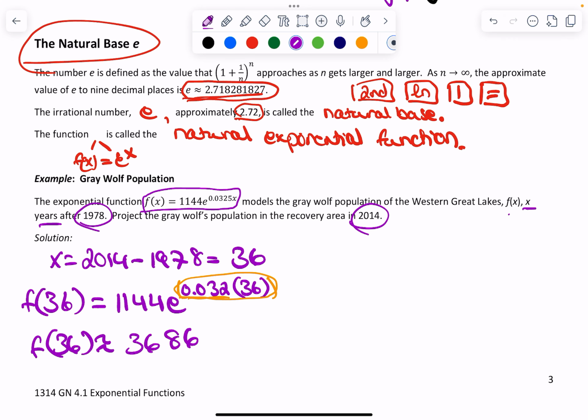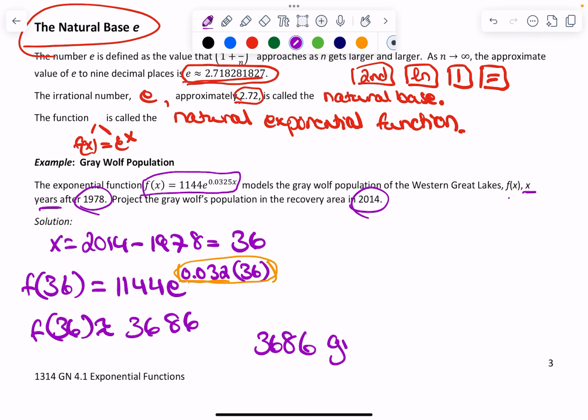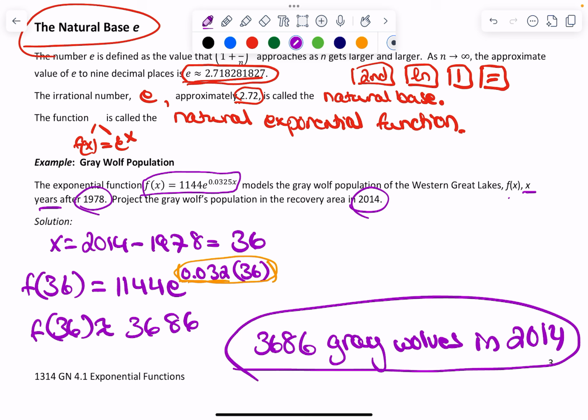3,686. So the projected amount of gray wolves in 2014 is 3,686. And you can tell, we're talking about 2014. We're already 11 years past that.